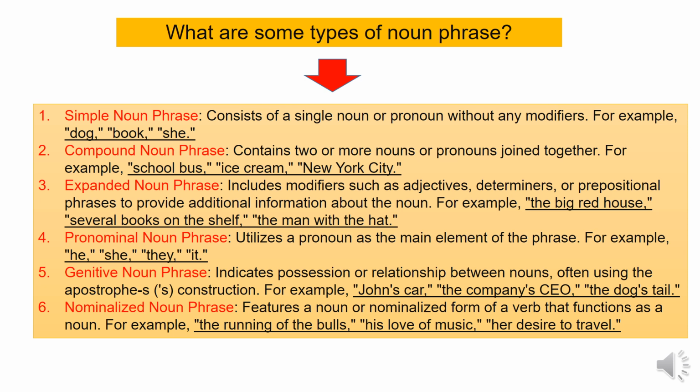Nominalized noun phrase. It features a noun or nominalized form of a verb that functions as a noun. For examples, the running of the bulls, the love of music, her desire to travel. So it's normally followed by a preposition like of, forming a noun phrase.